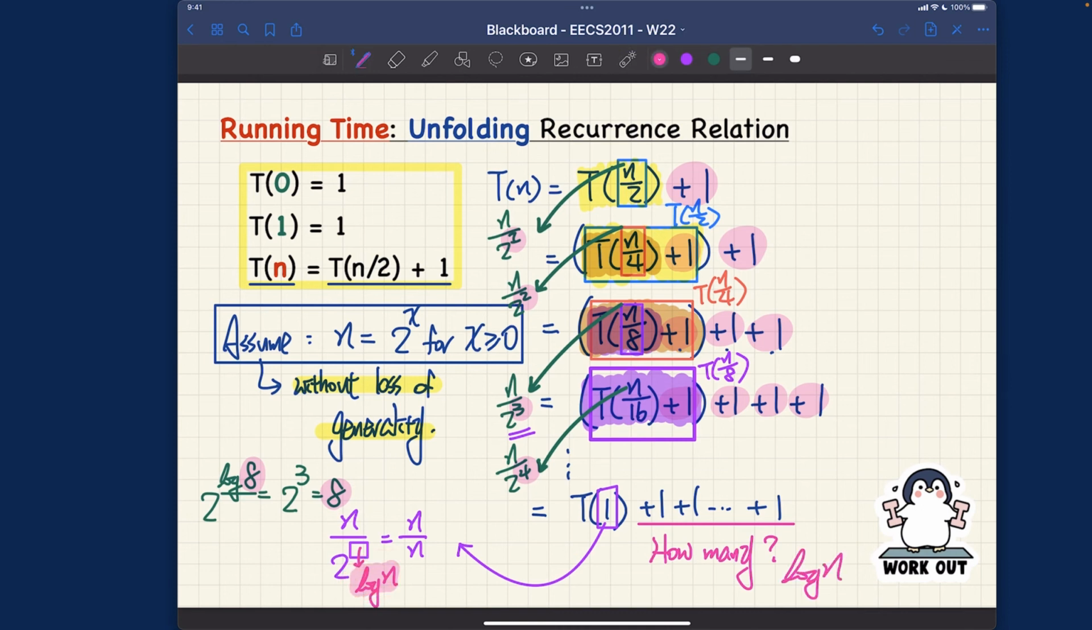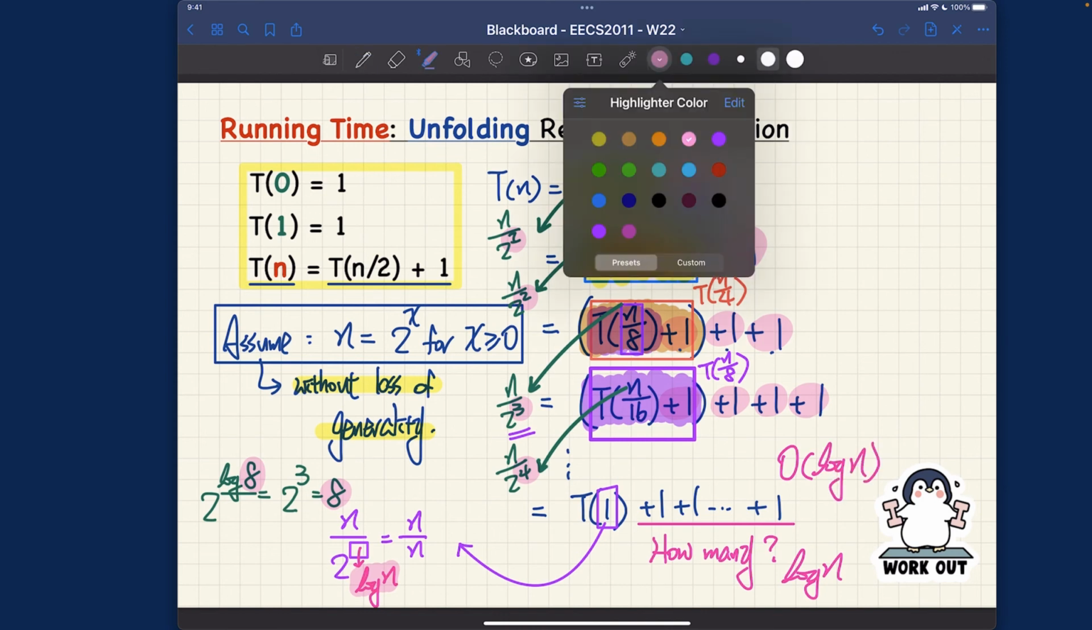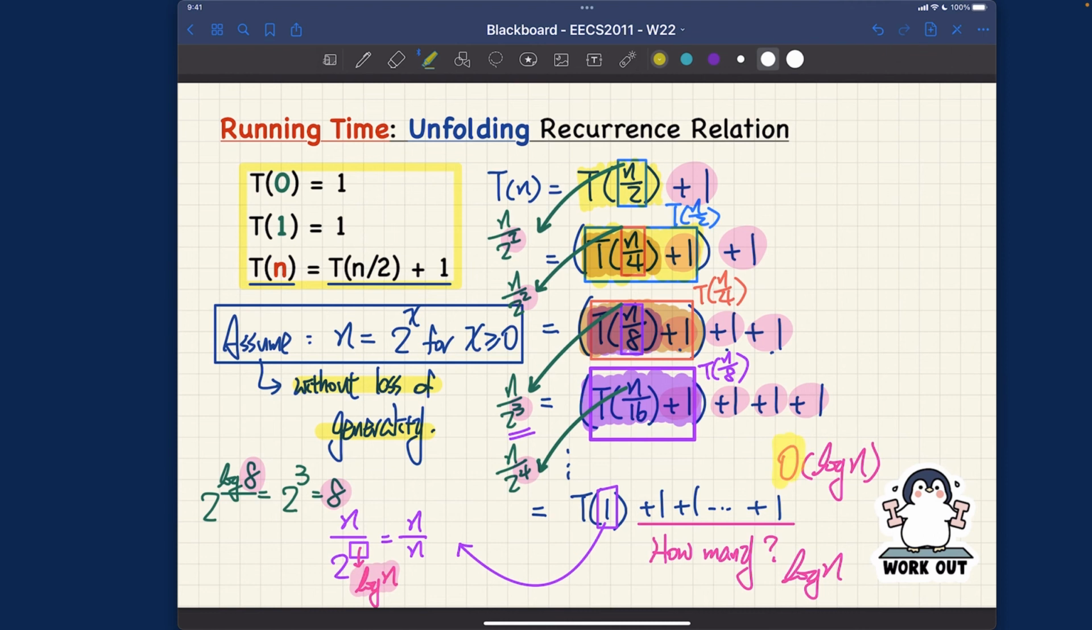Log n. We got log n constant terms to be added up together. In that case, it's going to be big O of log n. Big O of log n. So that's really the final answer for the running time of the recursive algorithm of the binary search implemented in Java. Let me recap very quickly.